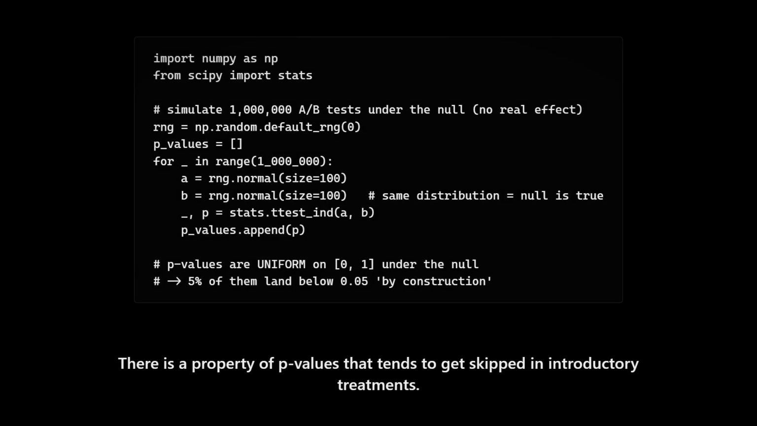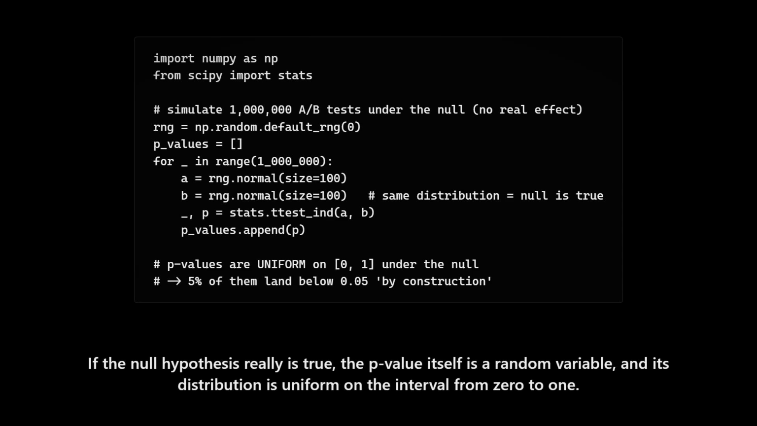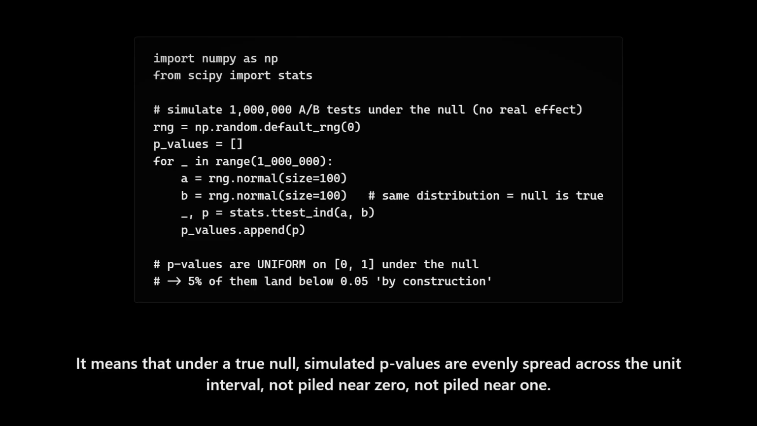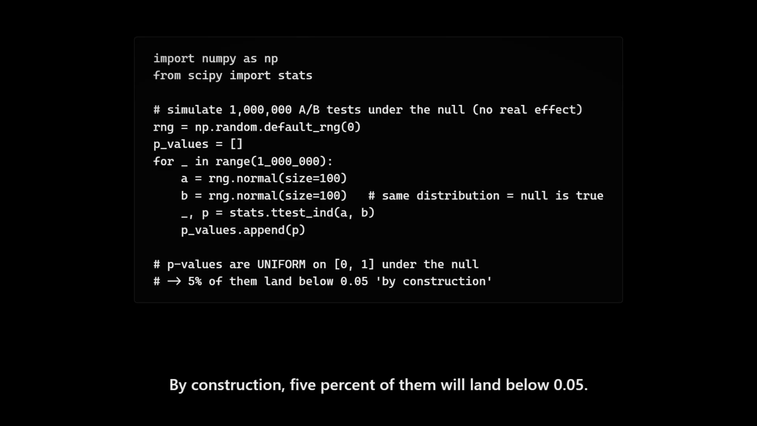There is a property of p-values that tends to get skipped in introductory treatments. If the null hypothesis really is true, the p-value itself is a random variable, and its distribution is uniform on the interval from 0 to 1. This is a consequence of the probability integral transform, a standard result in probability theory. It means that under a true null, simulated p-values are evenly spread across the unit interval, not piled near 0, not piled near 1. By construction, 5% of them will land below 0.05.